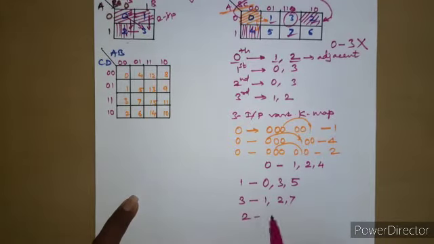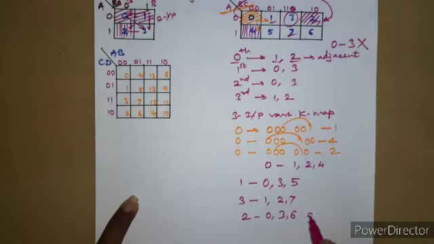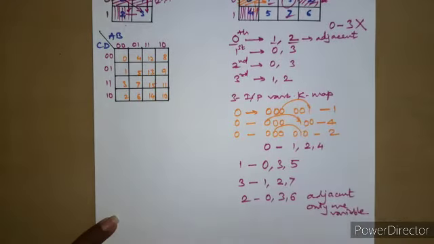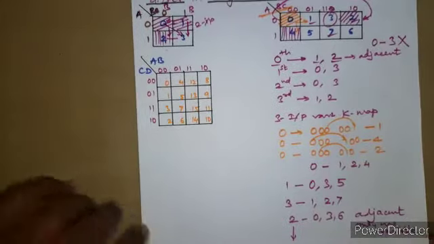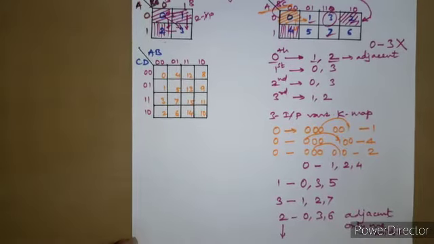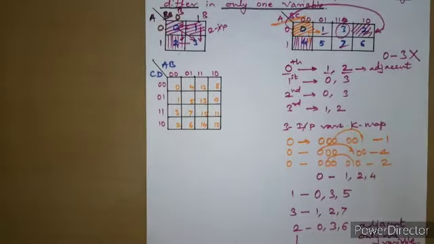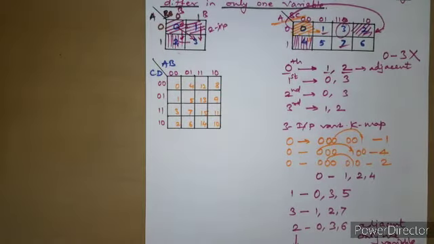Okay, so for 2, 0 is adjacent, 3 is adjacent, and 6 is adjacent, because they differ in only one variable, right? So that is why they are called adjacent. Okay, now you can complete this table. Or I'll show after a while a complete table of adjacent cells for 2 variable, 3 variable, and 4 variable, or I can show it right now.